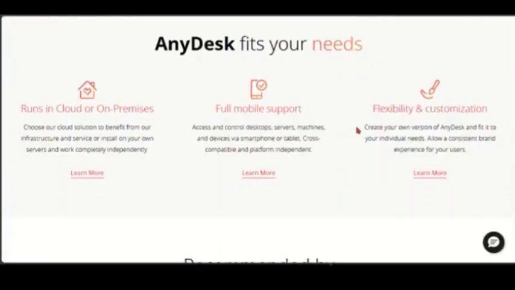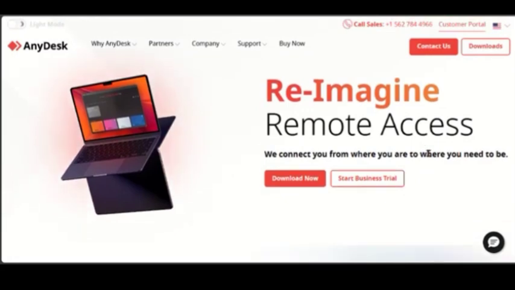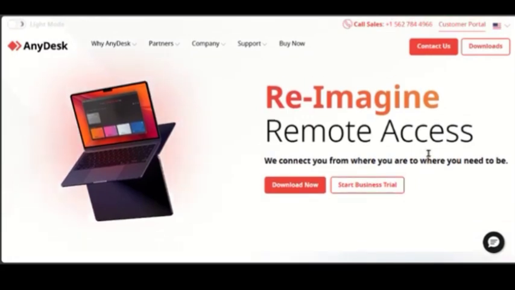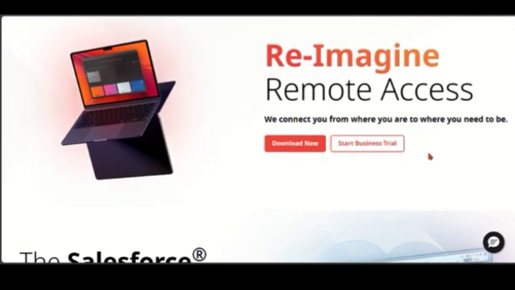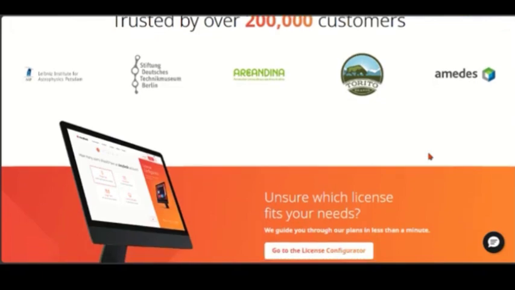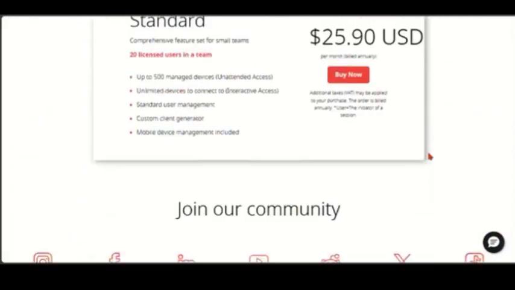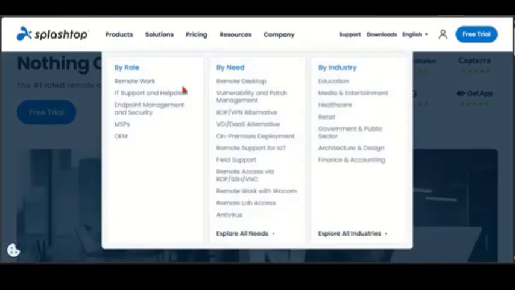Now, when it comes to speed, AnyDesk has lightning speed, while Splashtop is very fast. So the winner, lightning speed, is AnyDesk. When it comes to price, AnyDesk is free for personal use, and Splashtop has business plans. So winner, AnyDesk. When it comes to security, AnyDesk has TLS 1.2 plus 256 bits, while Splashtop has two-factor authentication, so the winner is a tie.